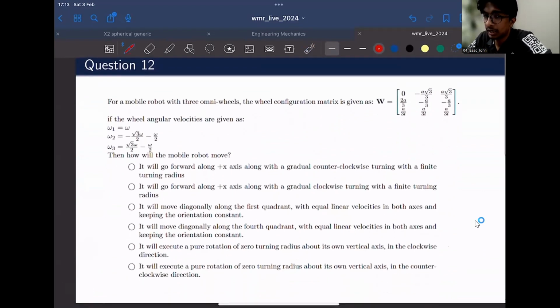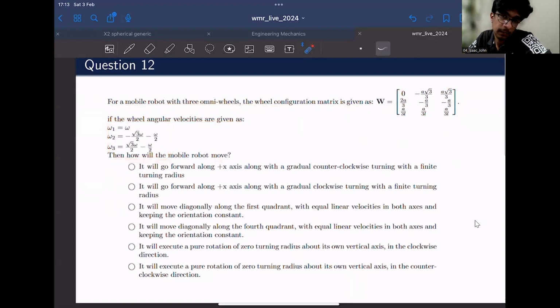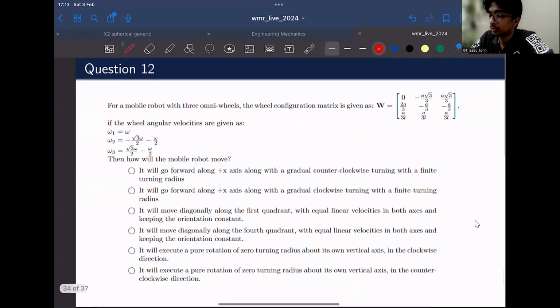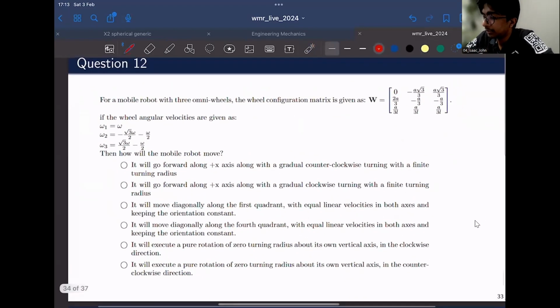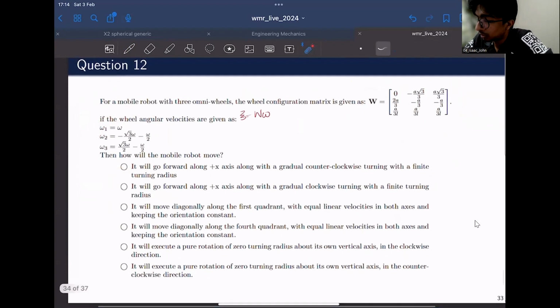So we'll go with the second last question. It's an inverse problem of what we have solved earlier. For a mobile robot with 3 omni wheels, the wheel configuration matrix is given as so and so. If the wheel angular velocities are given as so and so, then how will the robot move? How will you tackle this problem? Again, we have this relation zeta as W times omega. We have W over here. We have all the omegas over here. So what should we do?